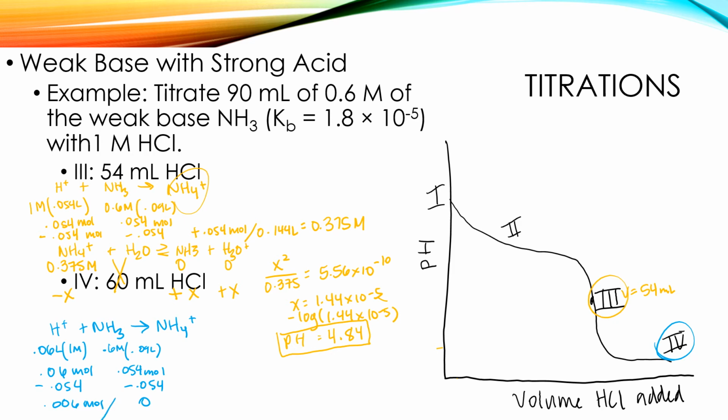So now my new volume is 60 plus 90, so 0.15 liters. That gives me 0.04 molar. So I just take the negative log of that. pH is equal to 1.4. So I have a strong acid, so I expected a really low pH.